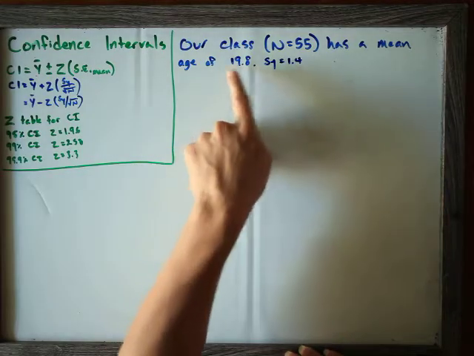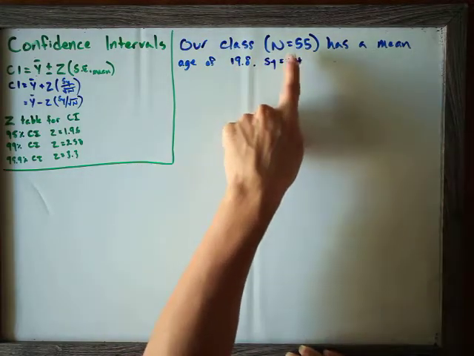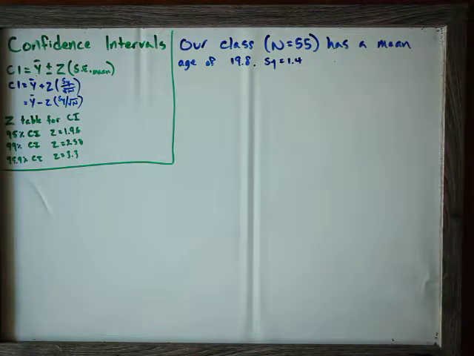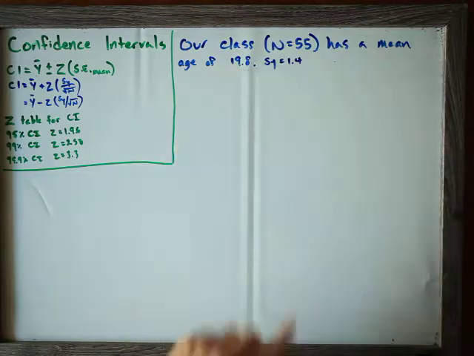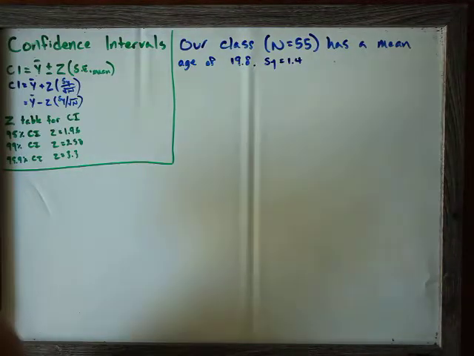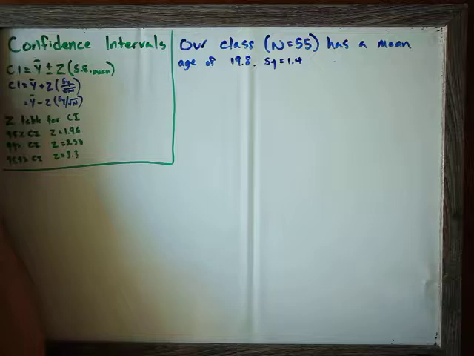So here we have a sample. Our class of 55 people has a mean age of 19.8. So our best guess, our point estimate for the population's age, would be 19.8. However, we know that there's sampling error and that sometimes our point estimate can be off. So we calculate a confidence interval so that we have a wider range of values within which the actual population parameter can lie. So here we have our formula for finding the confidence interval.